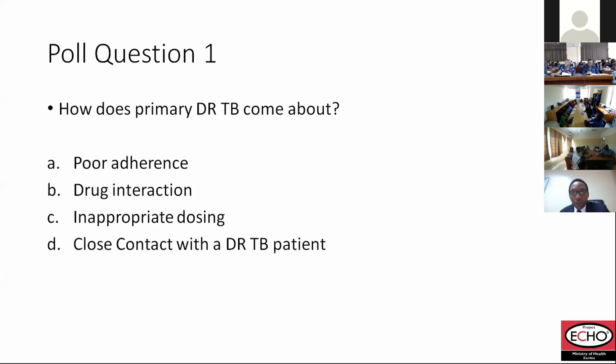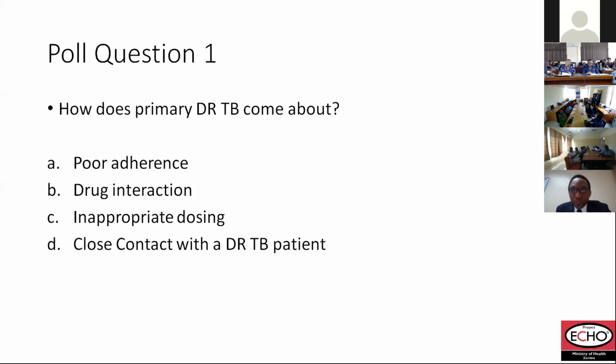Unfortunately, you cannot see yet. We are seeing, but because you are not here with us, you cannot see how people are voting. But okay, so far on A, we have 5 people who think poor adherence is a cause for primary drug resistance, while 45, which is 87% of the people in the network, feel that it's close contact with someone with drug-resistant TB. Okay.